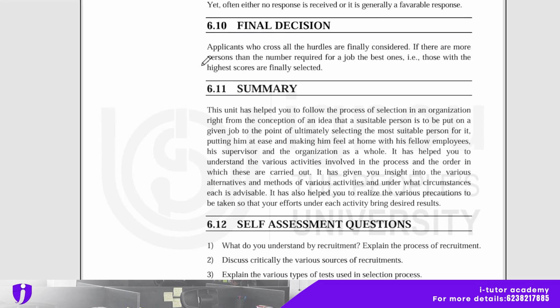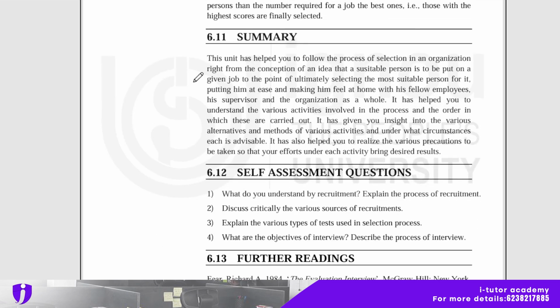If there are more persons than the number required for a job, the best ones, those with the highest scores, are finally selected. Okay, so let's see the summary of this chapter.